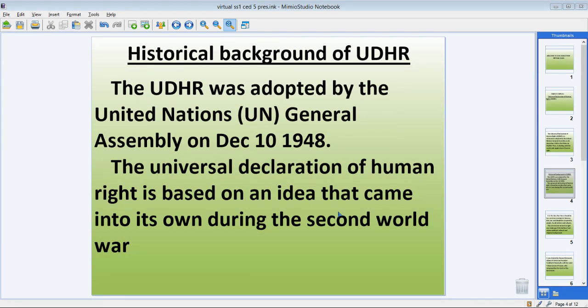The historical background: the Universal Declaration of Human Rights was adopted by the United Nations General Assembly on December 10, 1948, as I said earlier. It is based on ideas that came into their own during the Second World War. That is, after seeing the brutality of dealing with human beings during the Second World War, that is what brought about the Universal Declaration of Human Rights.